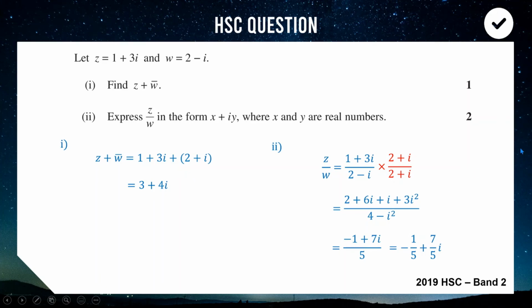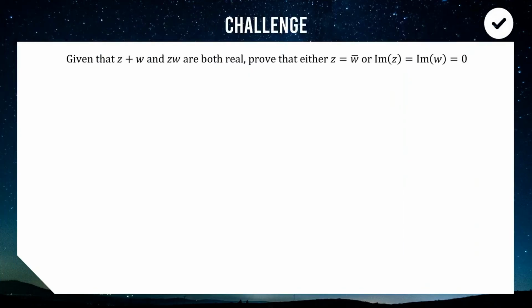Okay, that wasn't too brain bending, so we're going to finish off with a challenge question, which, if you want to pause this and come back after you've had a go at the exercises when you are feeling more confident, it's probably what I would recommend, but here we go. We have Z plus W and ZW are both real numbers. Prove that either Z is equal to W conjugate or that the imaginary parts of both numbers are equal to 0.